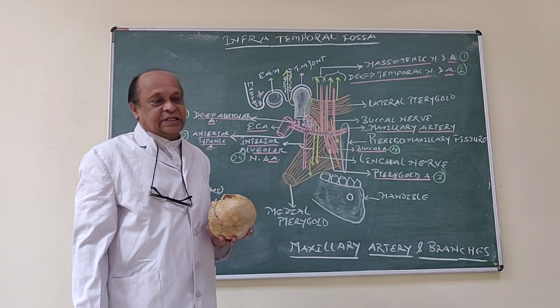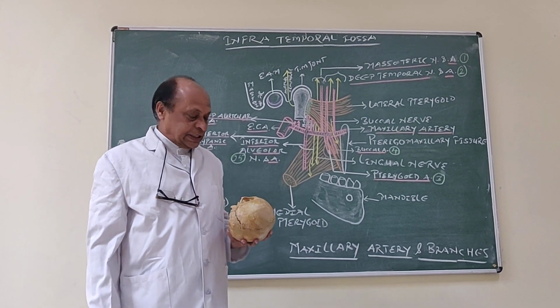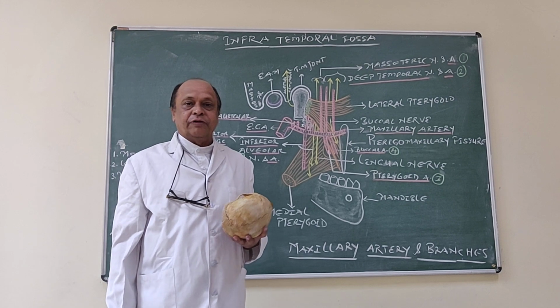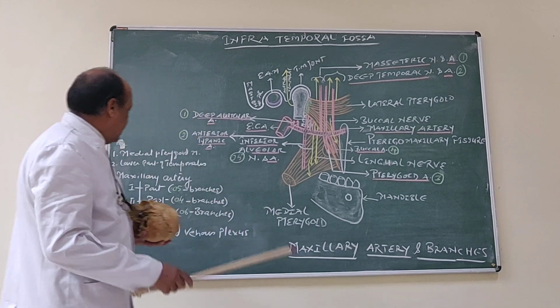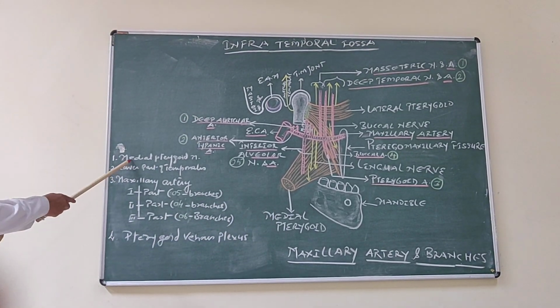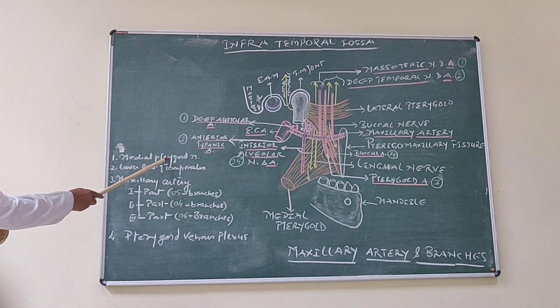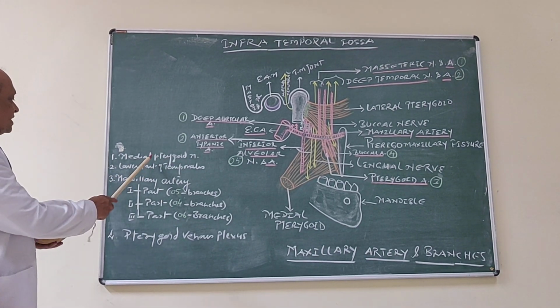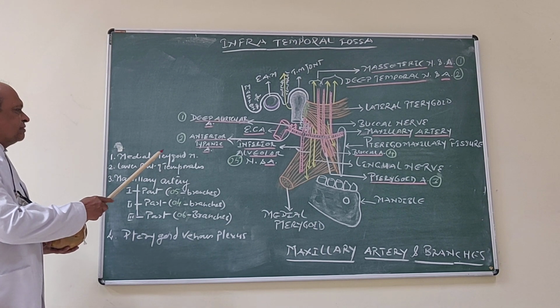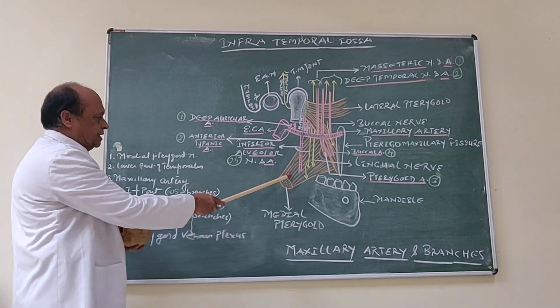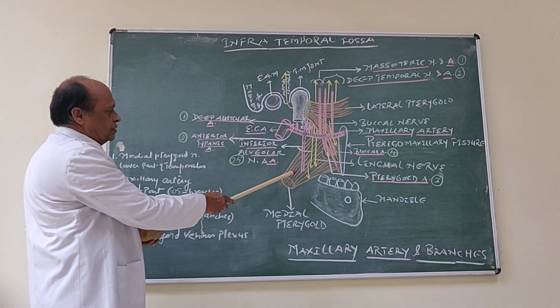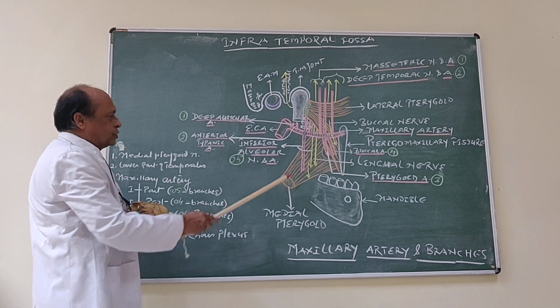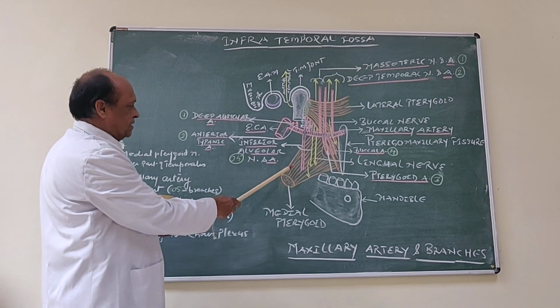Today we'll discuss the remaining contents of the infratemporal fossa. Number one is the medial pterygoid muscle. This muscle is very thick and somewhat quadrilateral in shape. It has two heads of origin, the superficial head and the deep head.